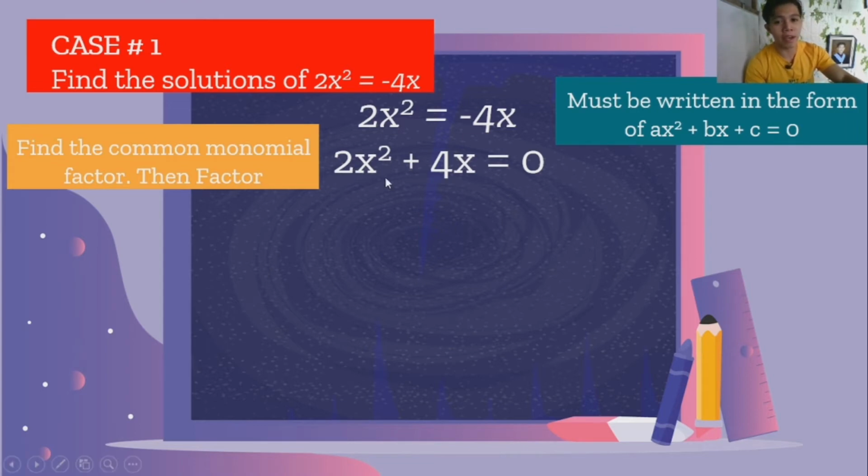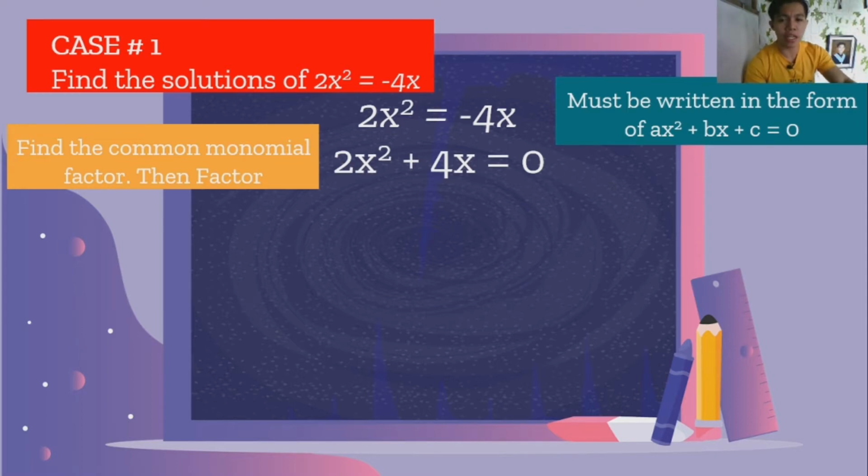Paano ko nasabi? Anong pagkakaparehas ni 2x squared at ni 4x? They are both divisible by x. Ayan o, parehas silang may x. Ano pa? They are both divisible by 2. Yung 2 at saka yung 4 divisible by 2. So, find the common monomial factor, then factor. Hanapin daw muna natin yung common monomial factor. Another term for common monomial factor is the GCF, or the greatest common factor.